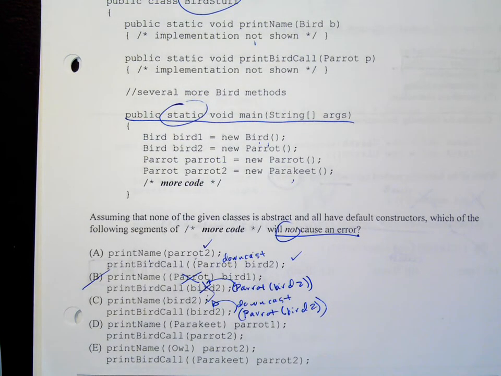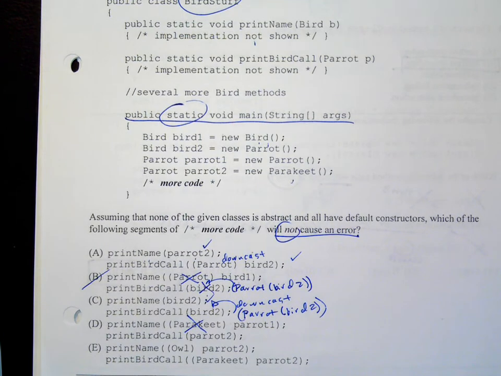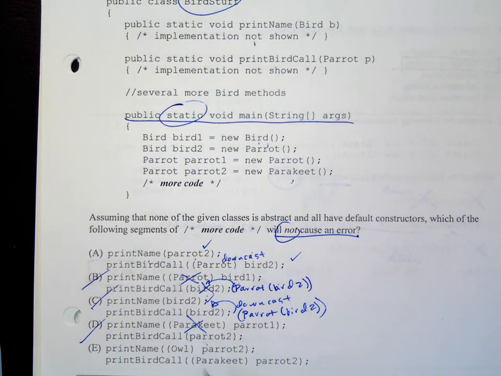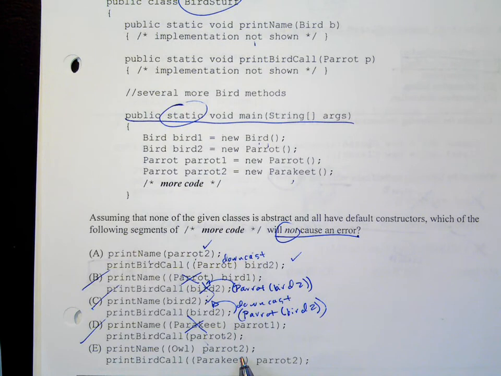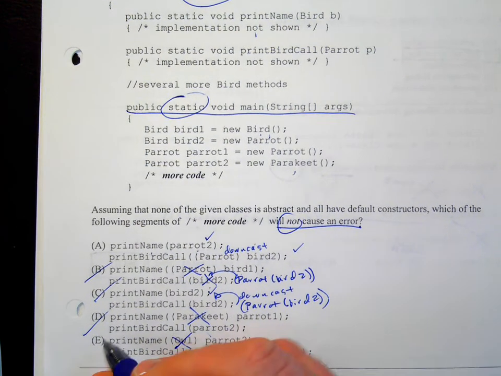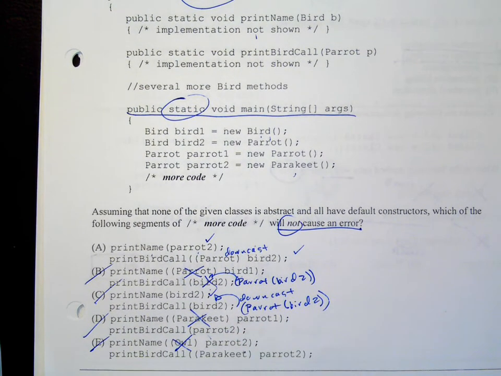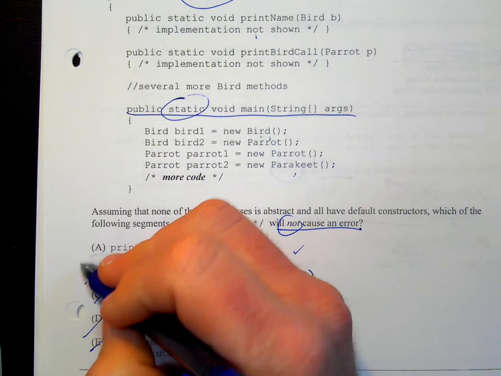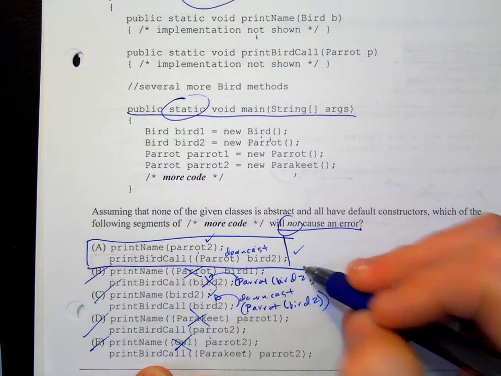For printName parrot1, we're going to downcast to a parakeet. Well, no, it's not a parakeet. You can't do that. We have the same issue in the next thing that we did on the last one, so that one's out. We're going to cast a parrot as an owl. Parrots aren't owls for sure. It's not possible, so that would be a ClassCastException if you try to cast something as something that it cannot be cast as. So that's going to be A.